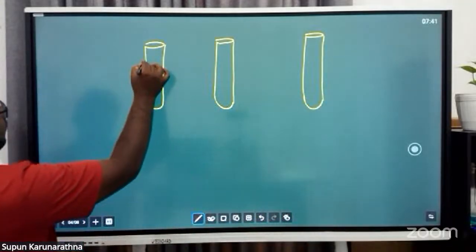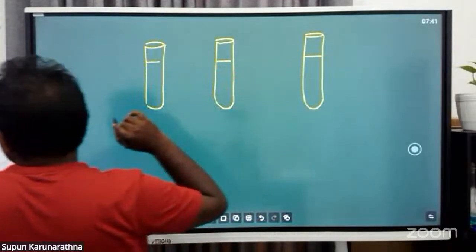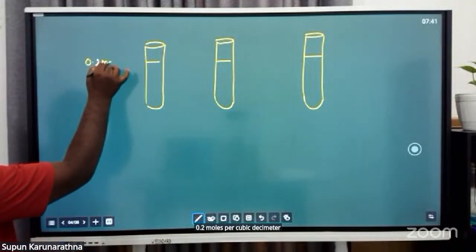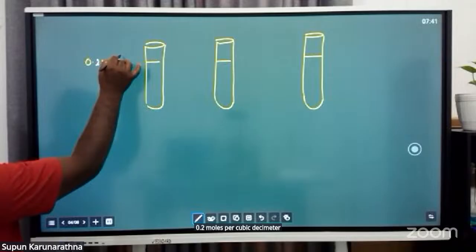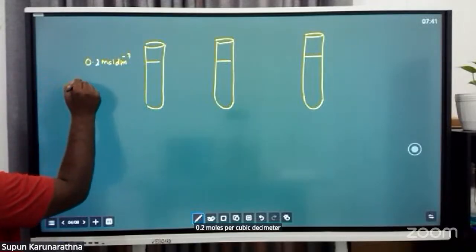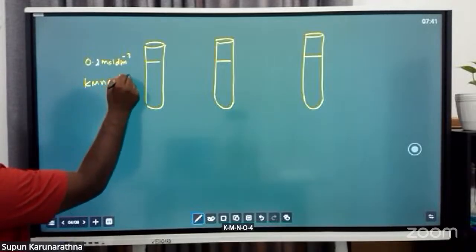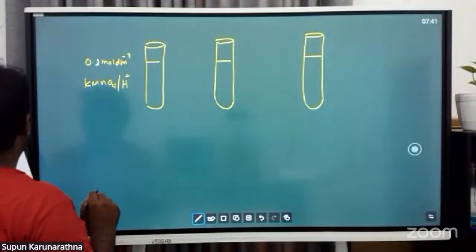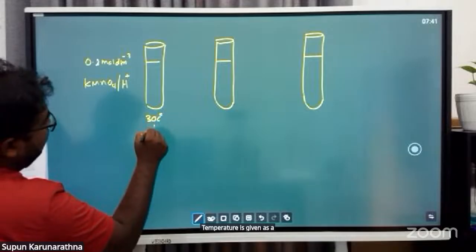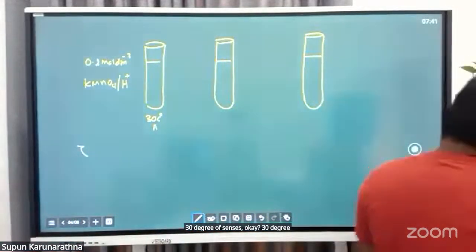First one, 0.2 moles per cubic decimeter, acidic KMnO4. Temperature is given as 30 degrees Celsius in A.